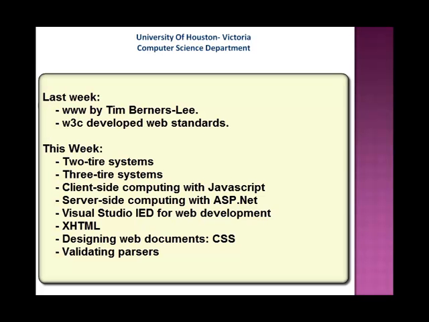And now today we will talk about two-tier communication systems through client-server computing, and then we'll talk about three-tier systems, which consist of client, processing, and data storage tiers. And then I'll talk about client-side programming through the JavaScript language. And then I'll talk about the advantages and disadvantages of client-side programming, and why we want to move some of the programming to the server through Active Server Pages, or ASP.